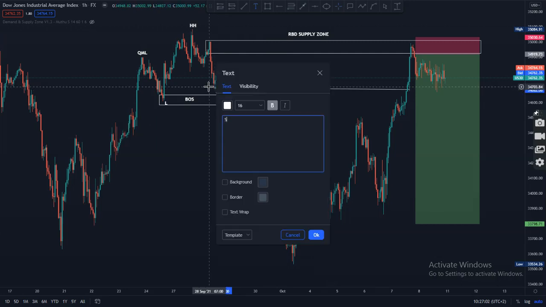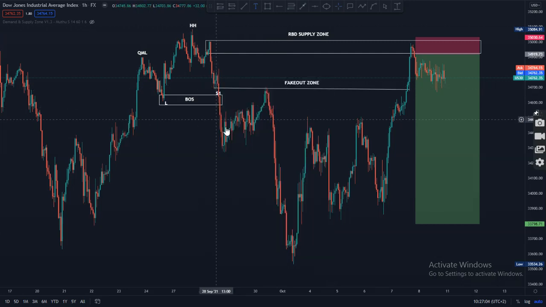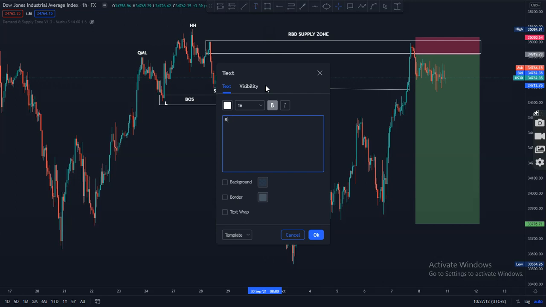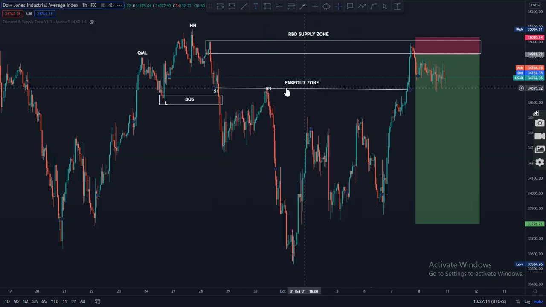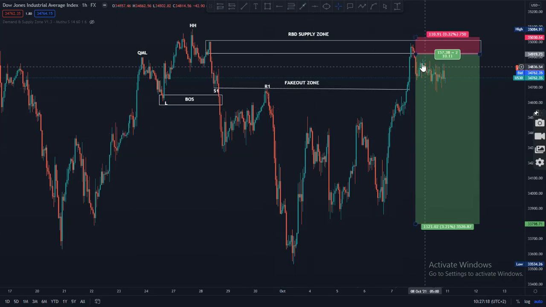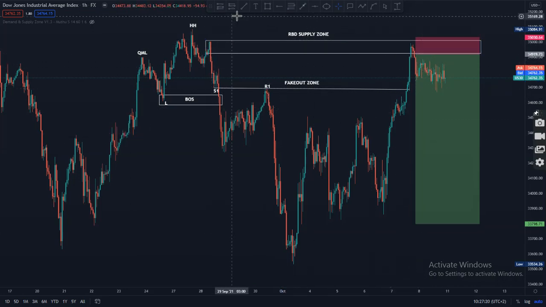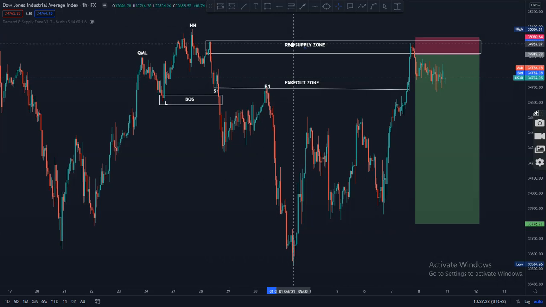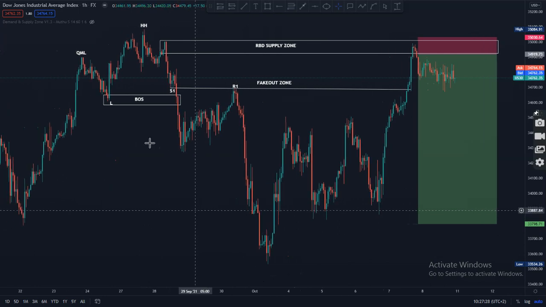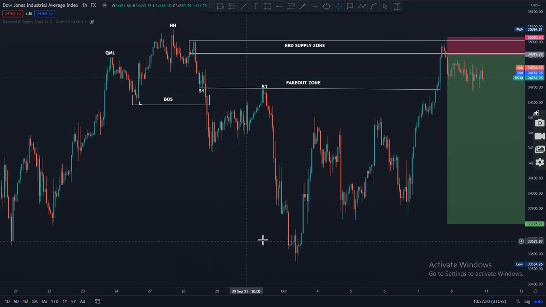This one acted as a support briefly, then price broke through it, then started acting as resistance at this level. As resistance, and then price broke through it, touched this supply zone here, and then price started dropping. So this was the setup that I actually missed.